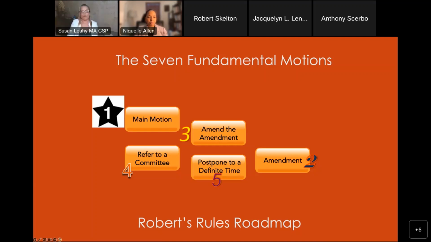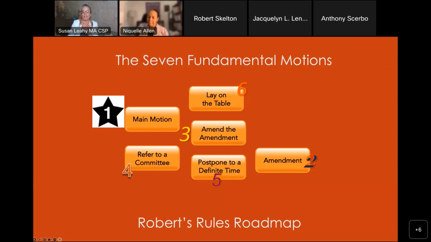The next one is postpone to a definite or certain time. This is when you need to go back to your constituents, get more information about a motion before you vote on it. So I move to postpone this to our next meeting. This is a really powerful motion, important to be able to understand how to use. And many times people try to use a lay on the table instead of a postponement.